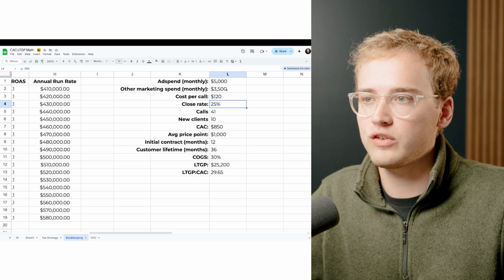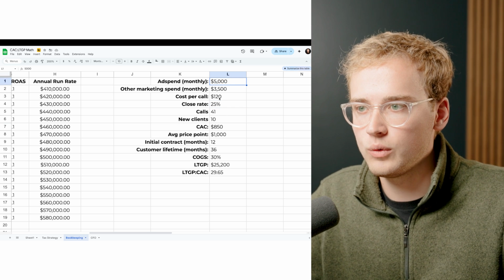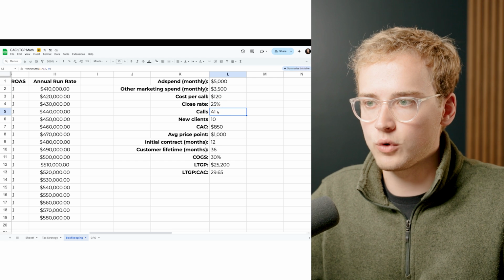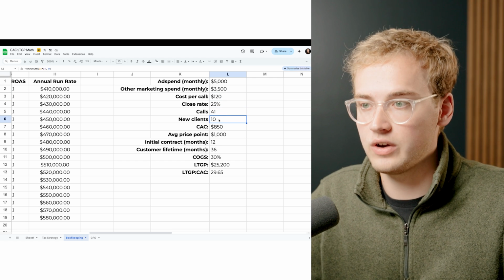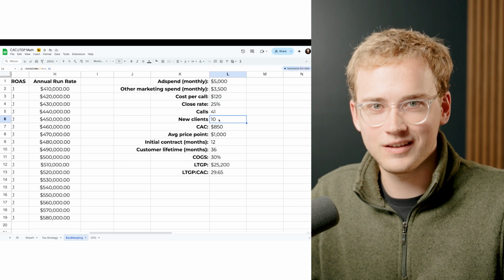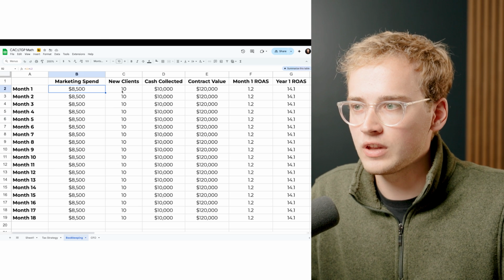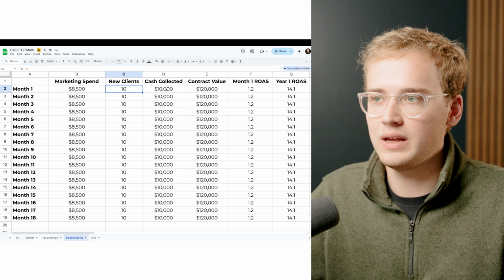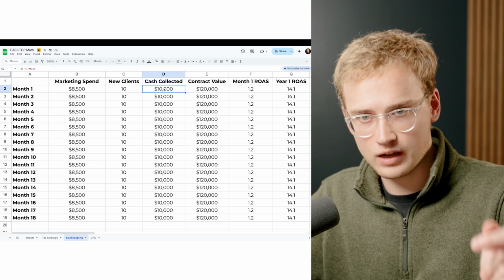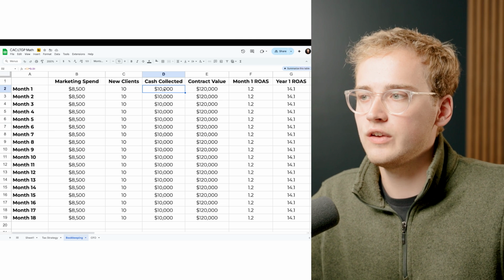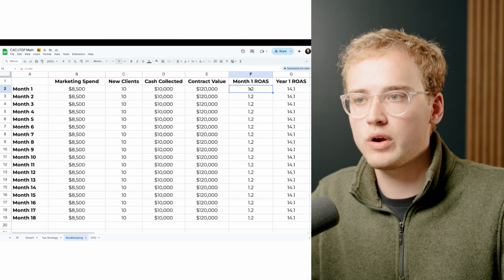So that means that we're now spending the same exact amount on ads. We're getting the same number of calls, right? 41 calls a month, but we're getting 10 new clients a month now. Okay, you see where this is going? And so we're spending $8,500 a month to get 10 new clients and make $10,000 in instant cash collected, right? Month one. So now our ROAS is like 1.2.